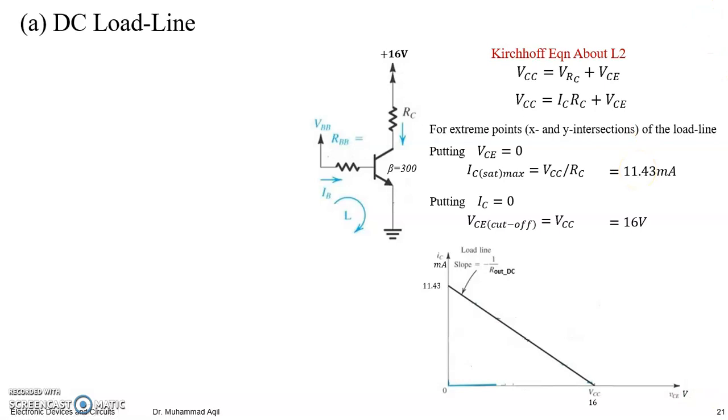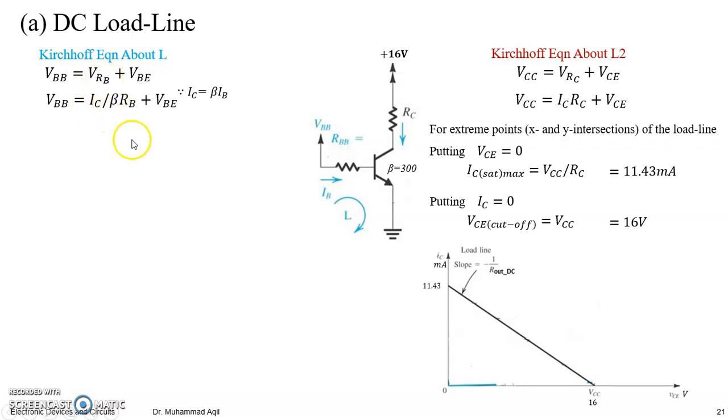But if you are asked to draw the load lines, it means you have to draw the load line at the output side and at the input side as well. So let's do the same thing for the input side load line. For the input loop, you can write a similar equation by using Kirchhoff's voltage law. VBB is equal to VRB plus VBE. IC is beta IB, so we can write VRB is equal to IBRB, and IB is IC by beta, right?